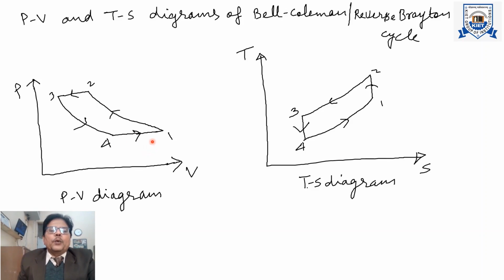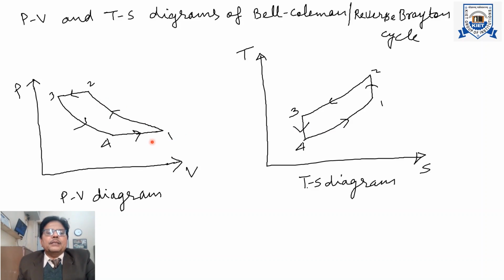So at point 4 you can see the air is at low pressure and low temperature. From the TS diagram you can see that the temperature in the cycle is at its lowest at state 4. Then from 4 the process continues: the air is sent to the compressor where it is compressed again, then cooling, expansion, and this 4 to 1.